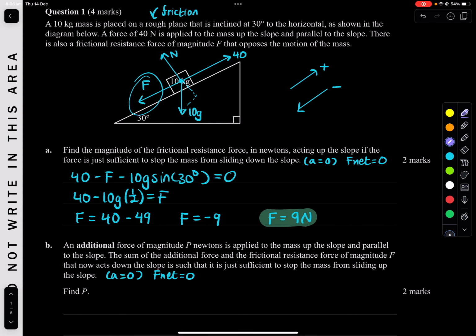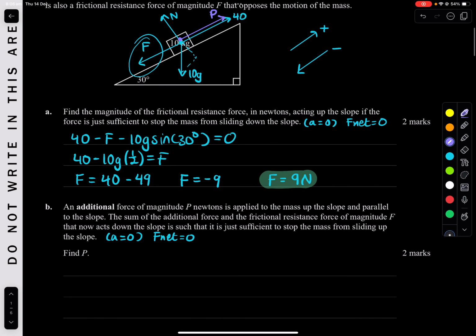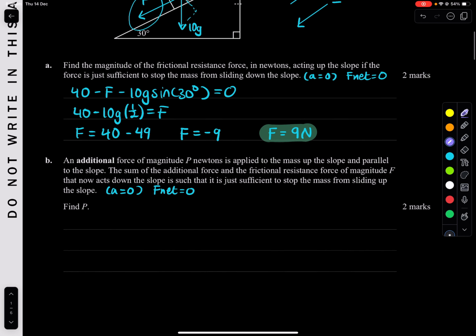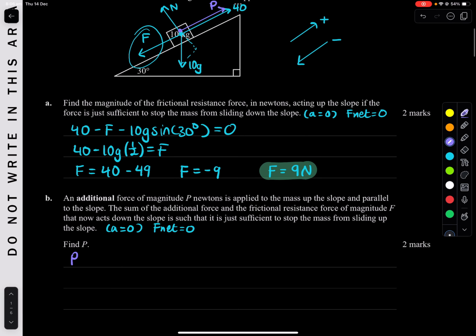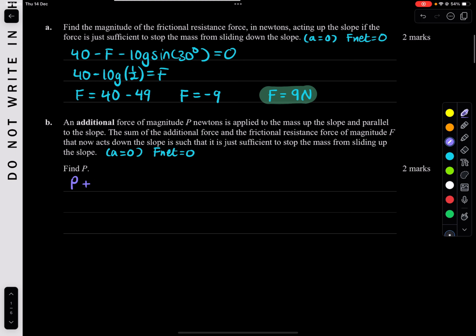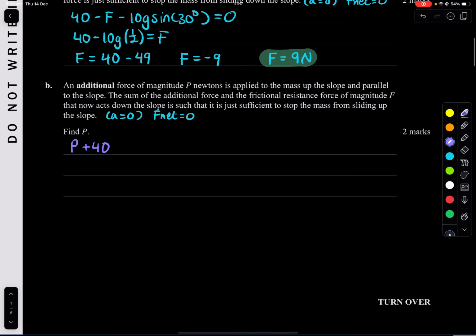But now we have an additional force. So we're going to have a force like this. It's still up the slope, and we're going to call it P. And again, let's resolve the vectors. So for the sum of all forces, P, plus 40, minus F, minus 10g sine 30 degrees. That all should equal 0.